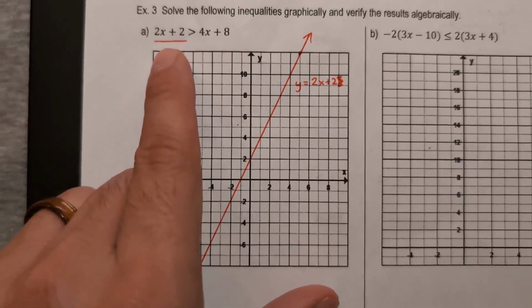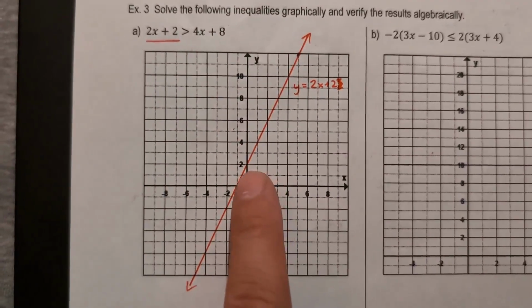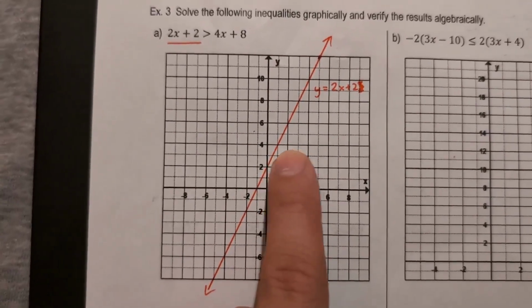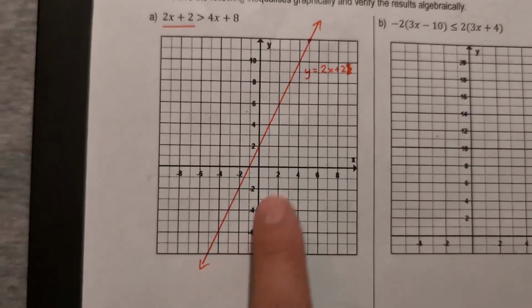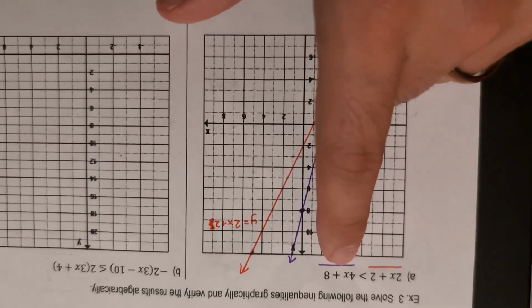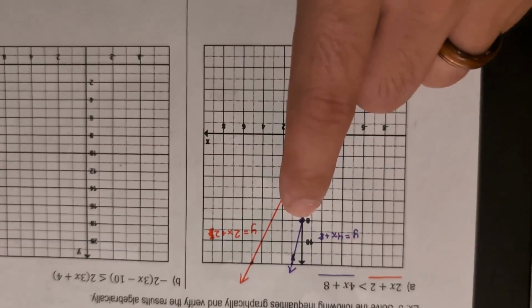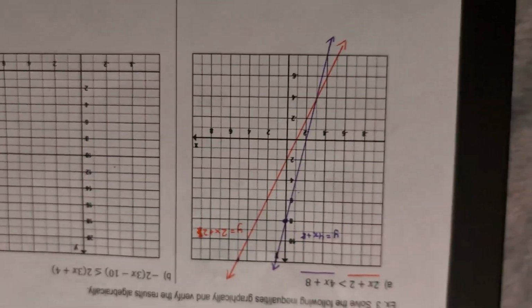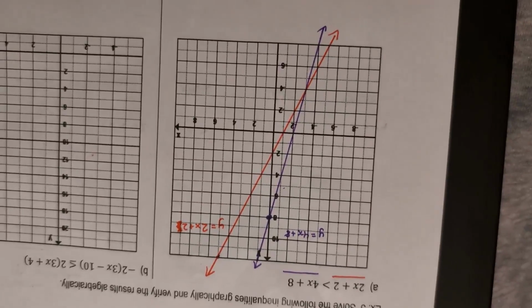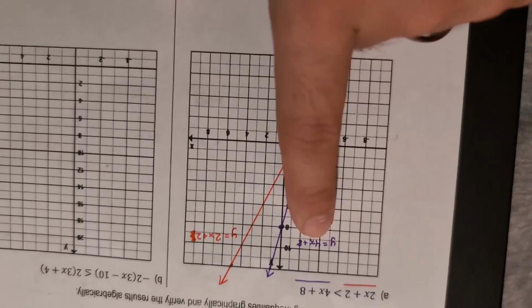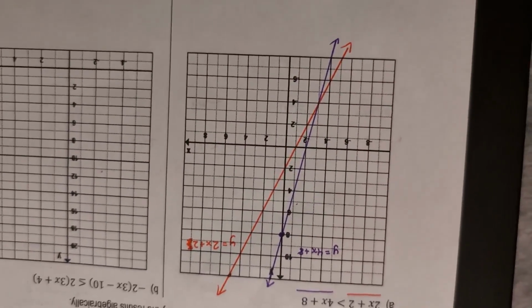So graphing our first line, we have a y-intercept of 2 and a slope of 2, so over 1, up 2, over 1, up 2. We can draw this line on here. And our second equation has a y-intercept of 8 and a slope of 4, so over 1 unit, up 4 units every single time. And so we can draw this purple graph here, y equals 4x plus 8.